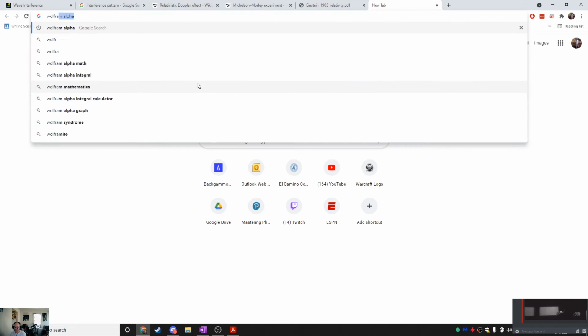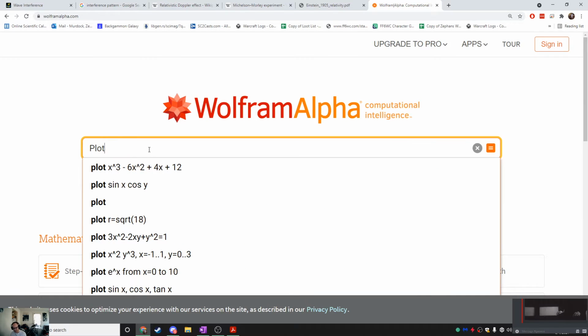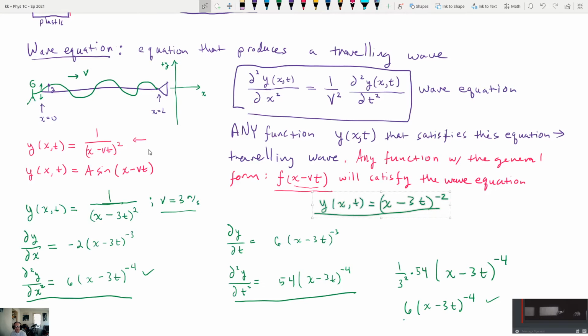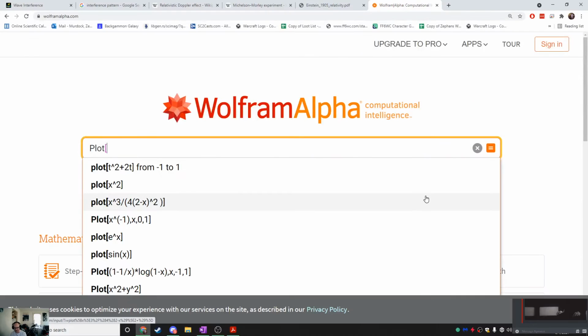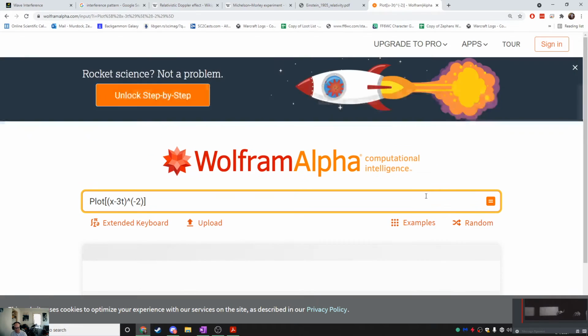So here's what we're going to do. You can do this on Desmos if you want. I haven't used it very much, so I'm not super familiar with it. But what I'm going to do is plot our function. So our function was (x minus 3t) to the negative 2, right? So we're going to plot (x minus 3t) to the negative 2. Do that just in case. And we'll let it figure out the range. Okay. Now, if I just put this in here, there's going to be a problem. We're just going to do it, and I'll show you what happens.